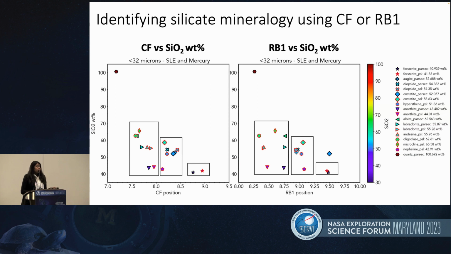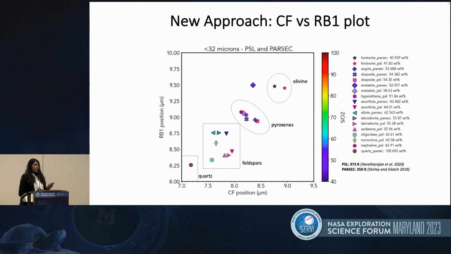The plots we have are taken from very high spectral resolution laboratory data, and we are trying to map in a multispectral mode on remote sensing data of a different planet. So what happens if we plot the CF and the RB1 together? This is the new approach we are talking about. If we plot the CF position against the RB1 position, these data points naturally cluster together with respect to their SiO2 weight percentages, or with respect to their mineral classes.